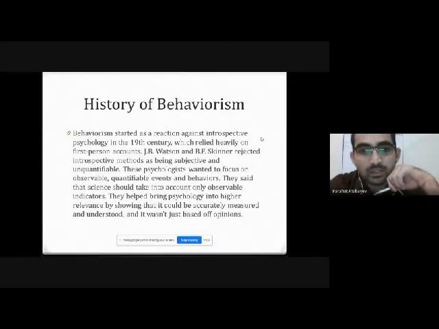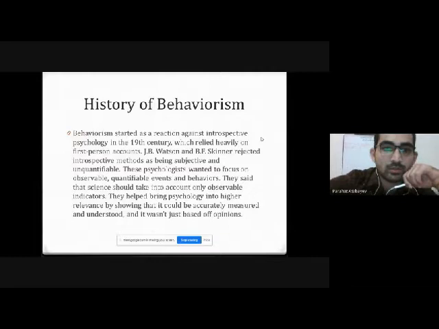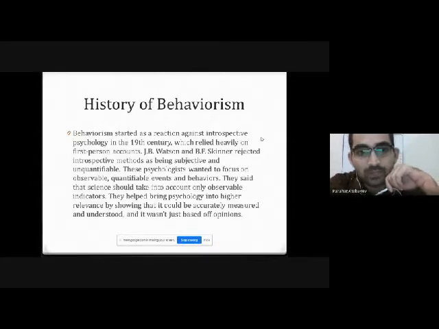These psychologists wanted to focus on observable, quantifiable events and behaviors. They said that science should take into account only observable indicators. They helped bring psychology into higher relevance by showing that it could be accurately measured and understood, and it wasn't just based on opinions. Watson and Skinner believed that if they were given a group of infants, the way they were raised and the environment they put them in would be the ultimate determining factor in how they acted, not their parents or their genetics.